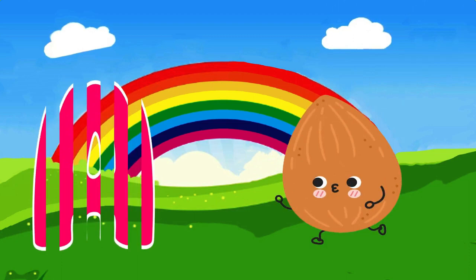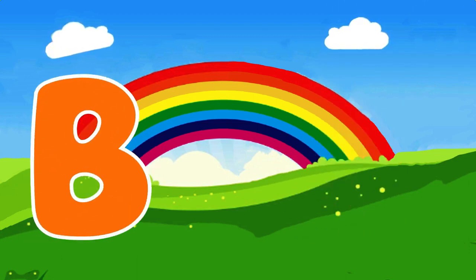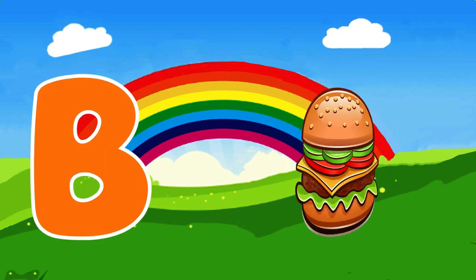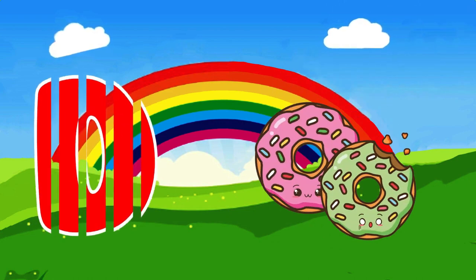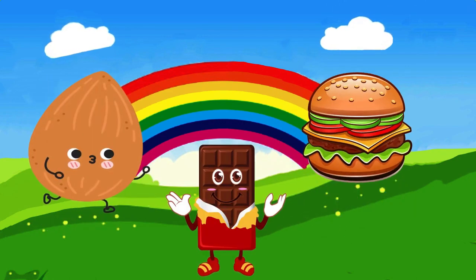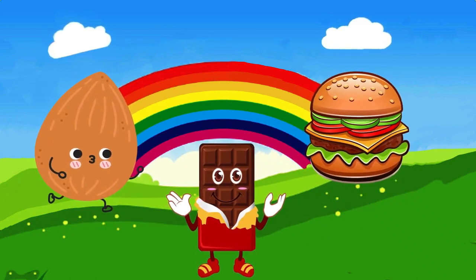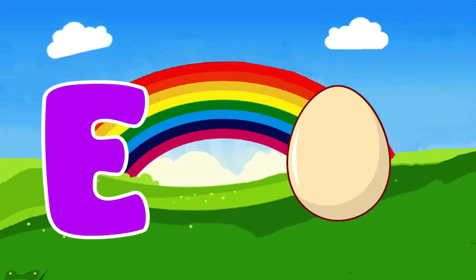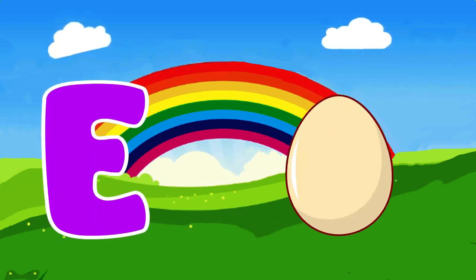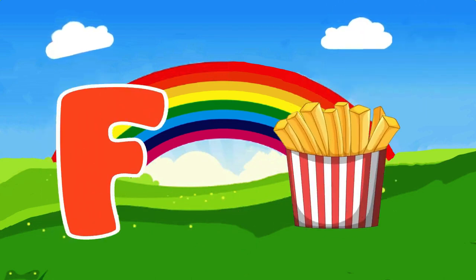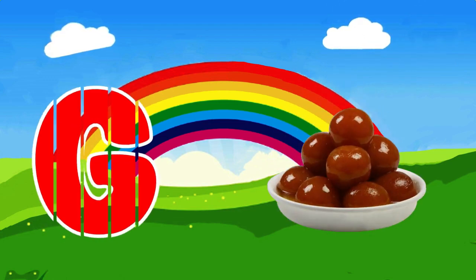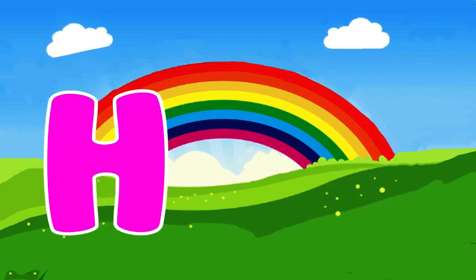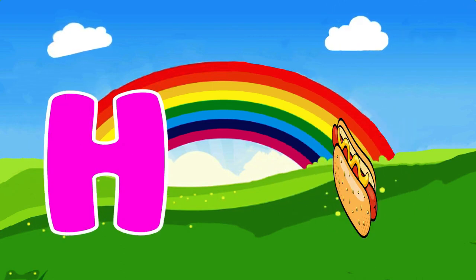Almond joy. B is for burger. B, b, burger. C is for chocolate. C, c, chocolate. D is for donuts. D, d, donuts. E is for egg. F is for French fries. G is for gulab jamun. H is for hot dog.